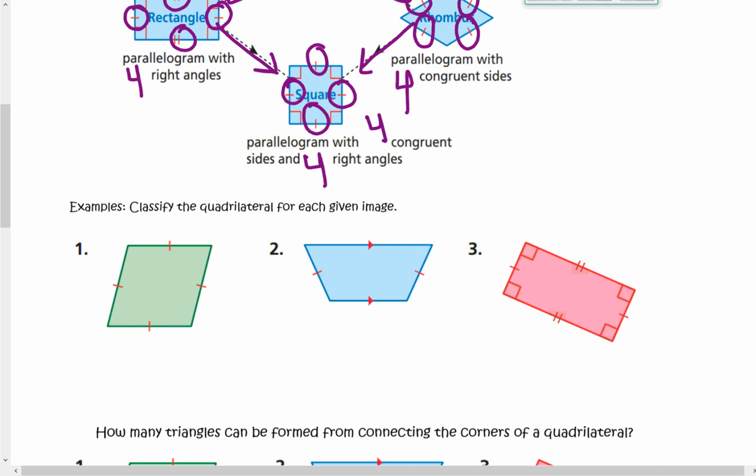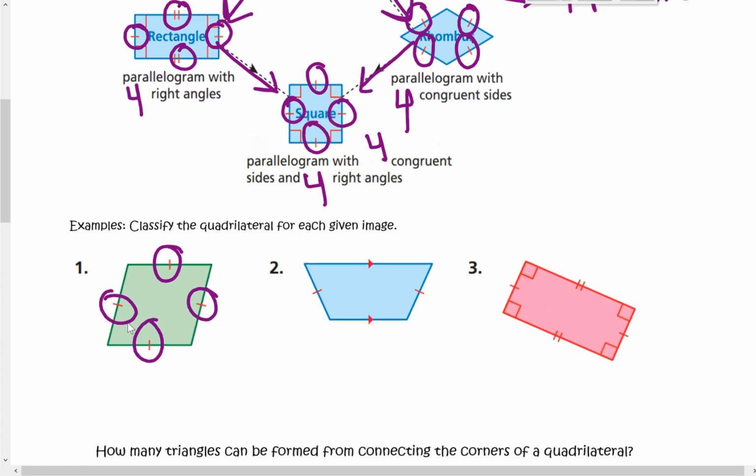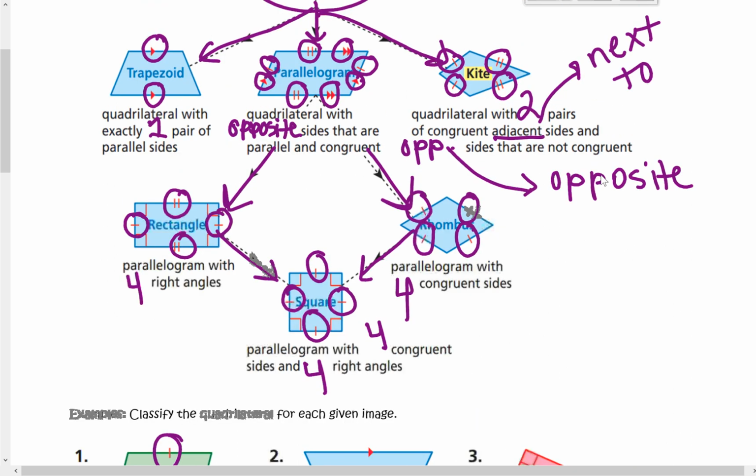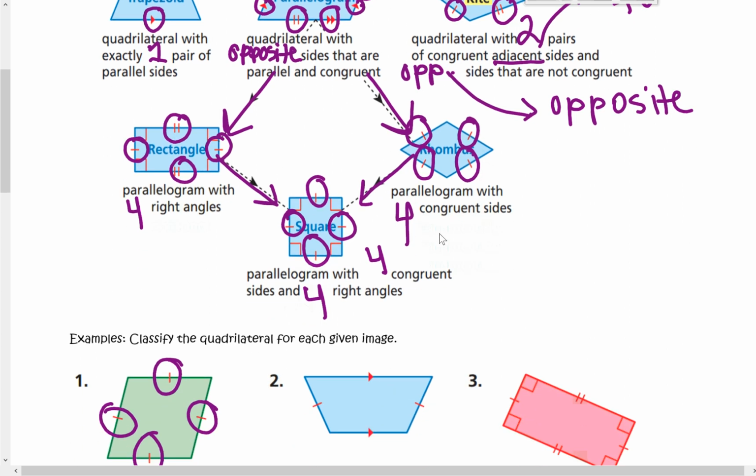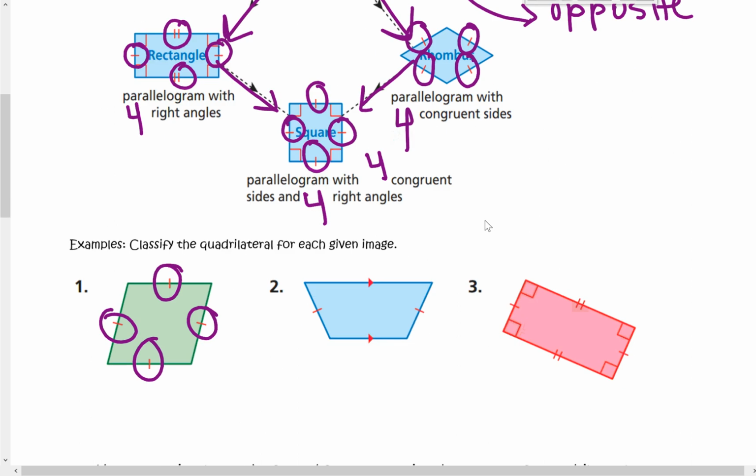So number 1, we have a quadrilateral that has 4 congruent sides, but we don't know what the angles are. If we look back at our notes, 4 congruent sides, no. Here we have 4 congruent sides, but those are right angles. 4 congruent sides, right angles. So here we have our rhombus, which has 4 congruent sides. So this would be a rhombus.